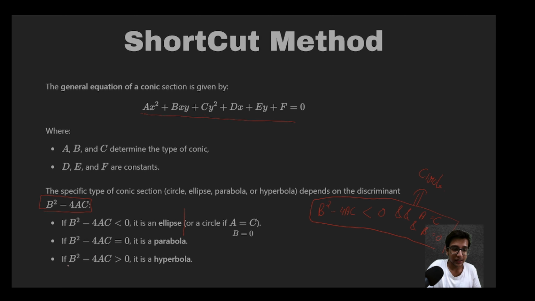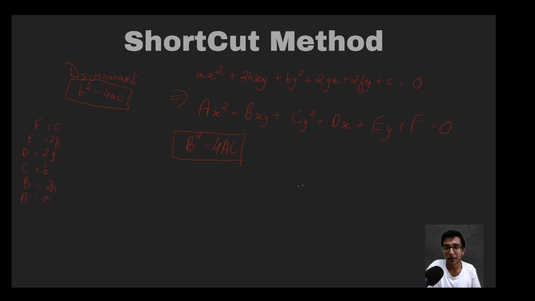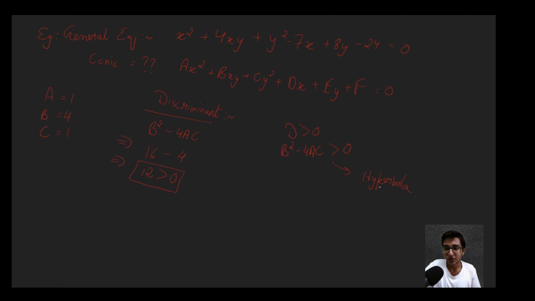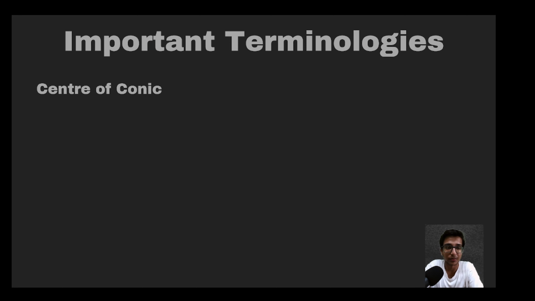Exactly what we had studied here. B square minus 4ac, if it is greater than 0, it is a hyperbola. And that is what we've got as our answer. So again, I don't think these are the type of questions that generally JEE asks. They ask more complicated and more concept-depth questions from parabola, ellipse and hyperbola. This is just for you to understand what are the terminologies that are used in this chapter.